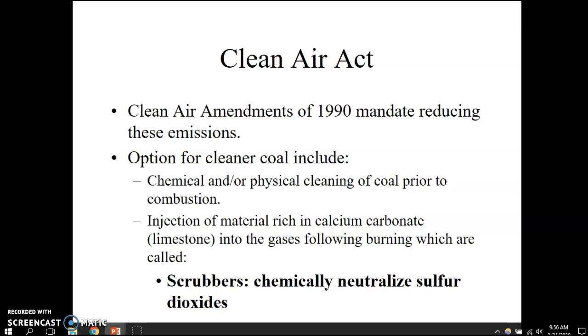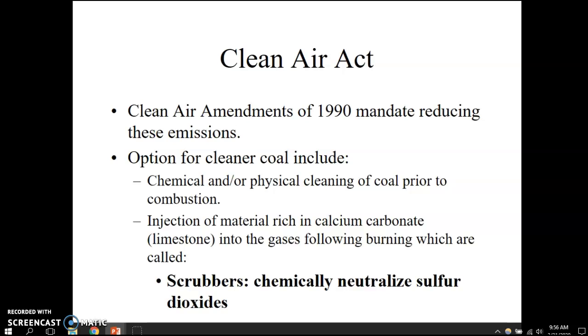Basically, they included things like cleaning the coal. And when you clean coal prior to combustion, you have to physically wash it, and then you apply different types of chemicals to, again, neutralize some of those more harmful toxins that can be in that coal.